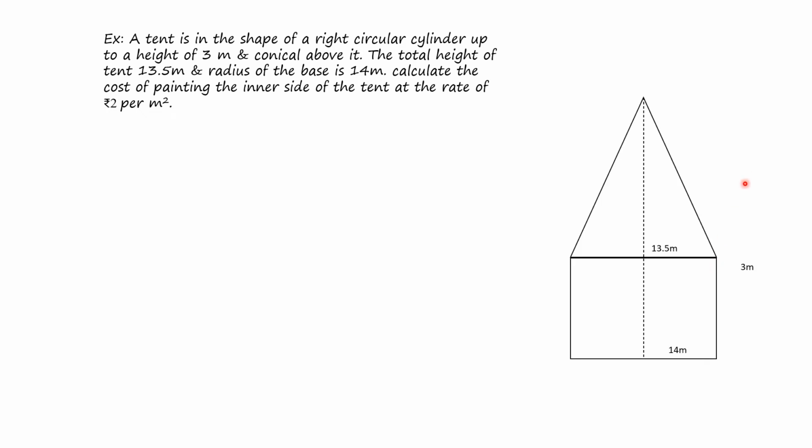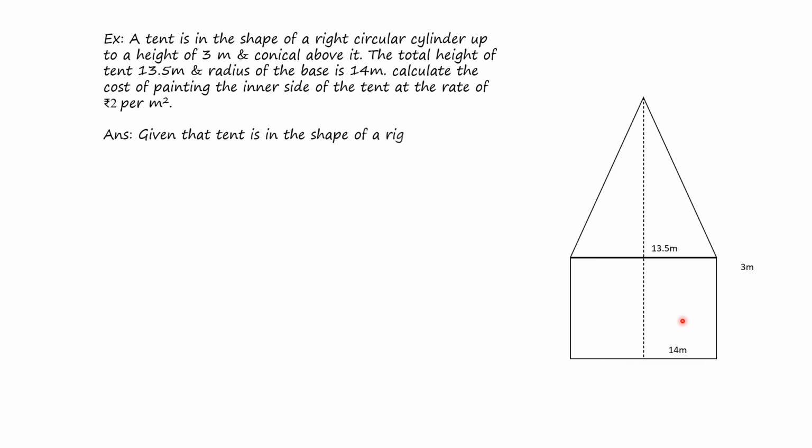So this is the tent. Up to 3 meter it is in the form of a cylinder, and above it is a conical part. The total height is 13.5 meter, and this much is 3 meters. So the upper part is 13.5 minus 3, which is 10.5 meter. It is also given that the radius of the base is 14 meter, so from the dotted line to this line is 14 meter.